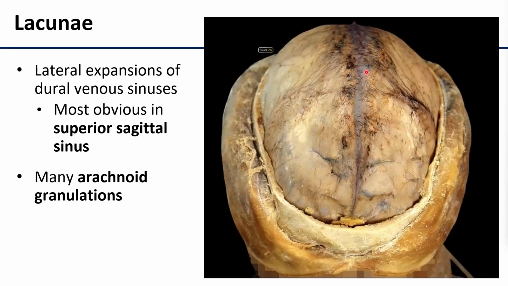In areas where many arachnoid granulations are present like this, the sinuses tend to dilate or become wider. They expand into what are called lacunae, which literally just means a space. So I guess that makes a lacuna within a sinus a space within a space. Either way, these are areas where the dural sinuses expand laterally to accommodate these larger numbers of arachnoid granulations.